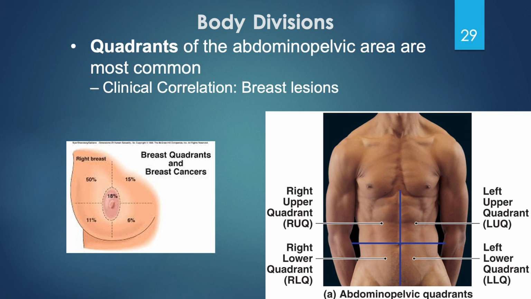So the quadrants are simple. Right is right and left is left, right? And then we just have upper and lower. So there's the left upper quadrant and then the left lower quadrant. Same thing on the right side.